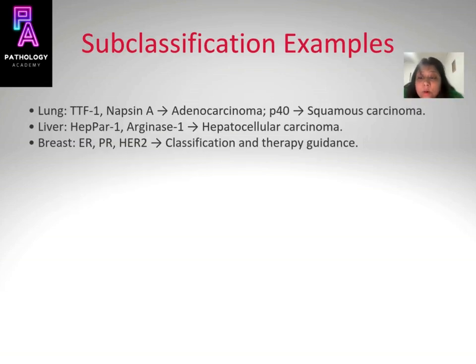Also, within a single organ, IHC helps us subclassify tumors. In the lung, TTF1 and napsin-A identify adenocarcinoma, while P40 and CK5/6 mark squamous carcinoma. In the liver, HepPar1 and arginase 1 distinguish hepatocellular carcinoma from metastatic adenocarcinoma. In the breast, ER, PR, and HER2 not only classify but also guide therapy.